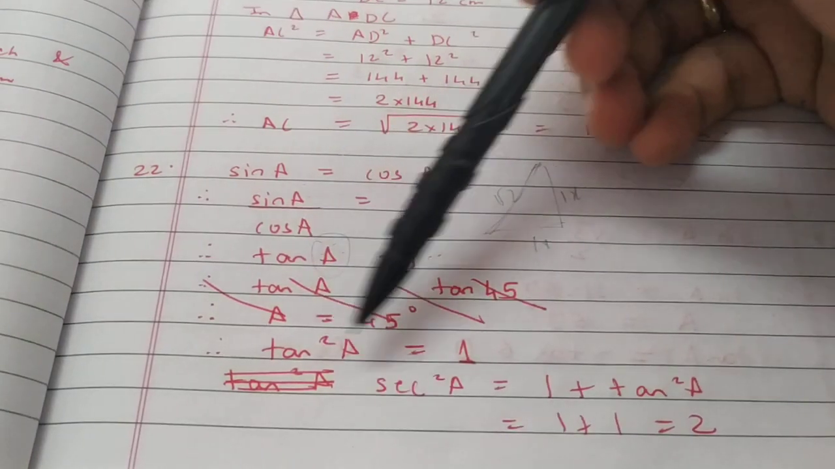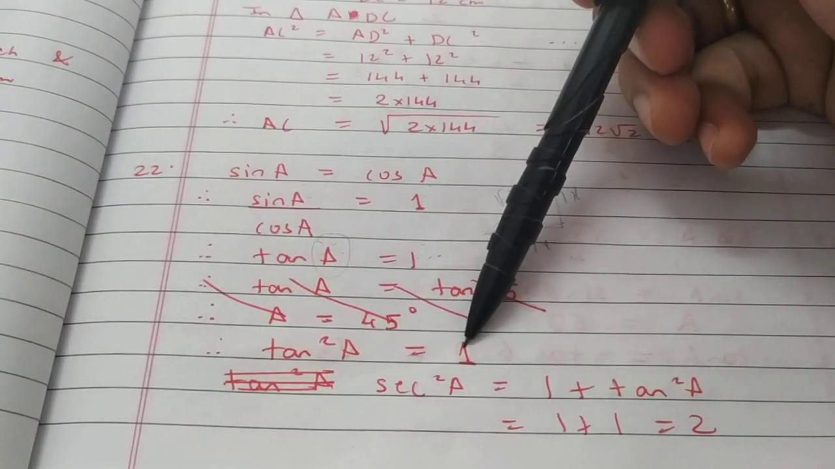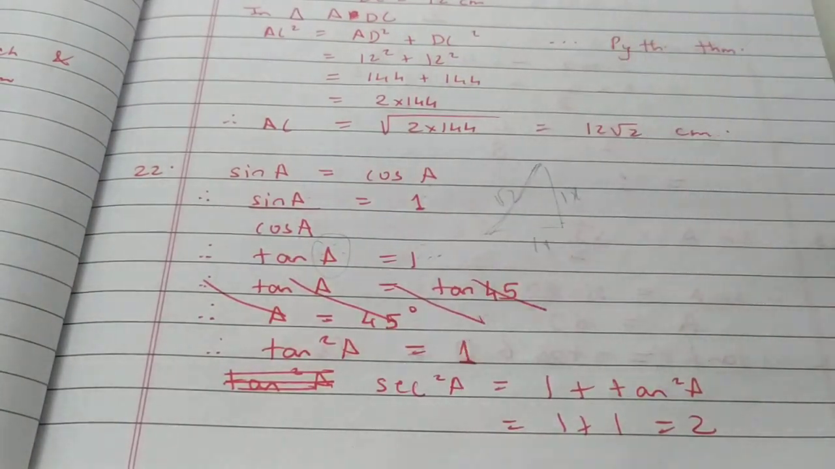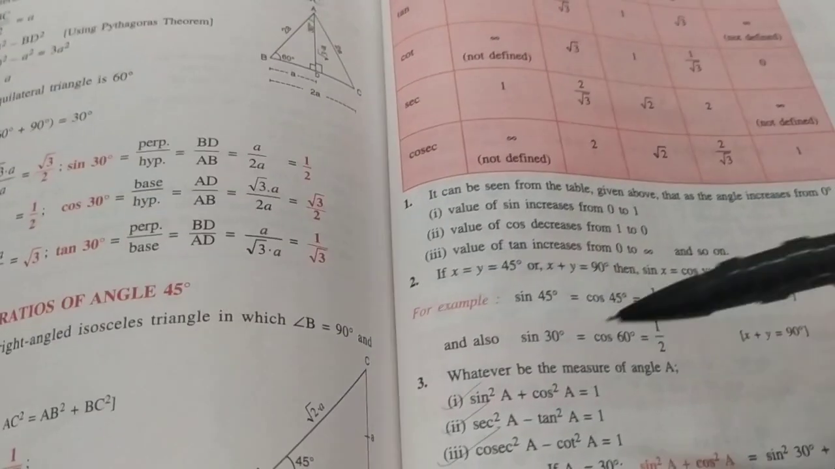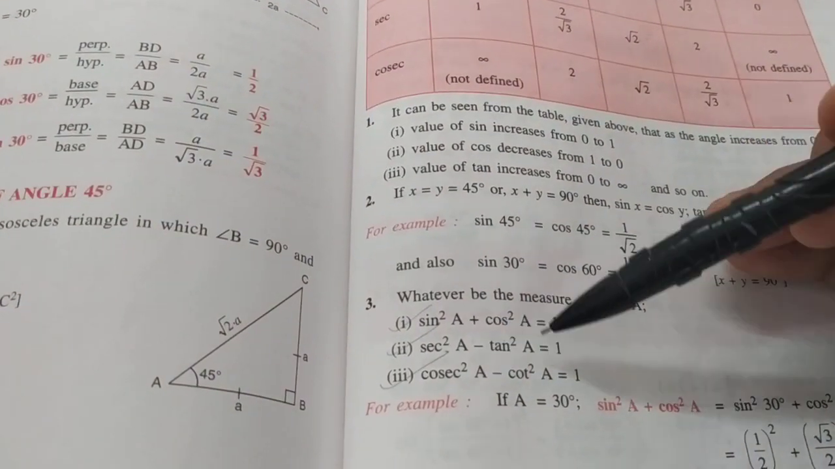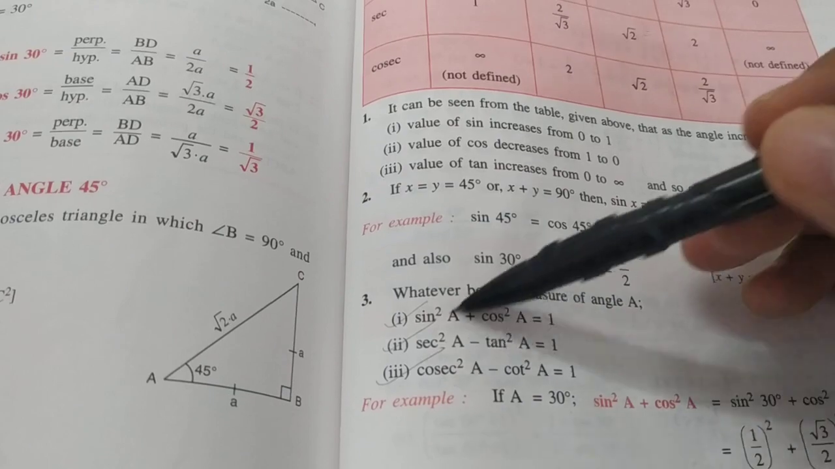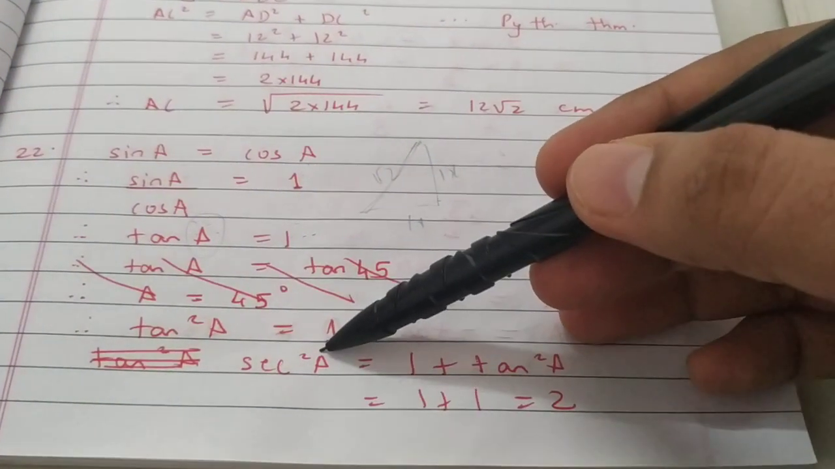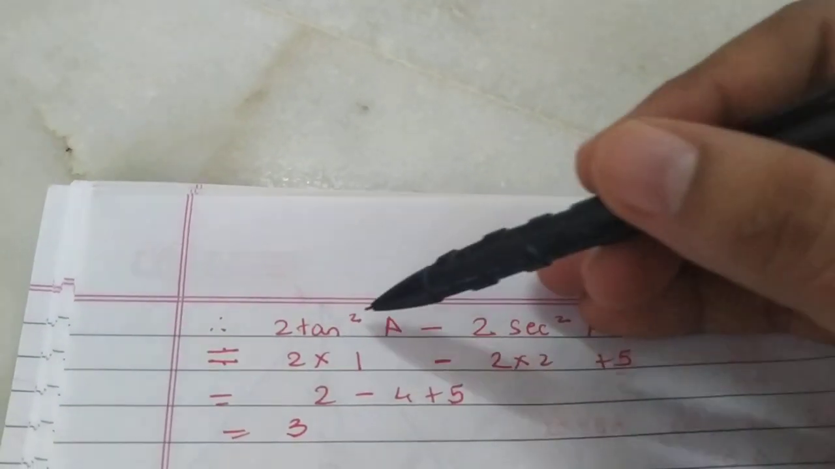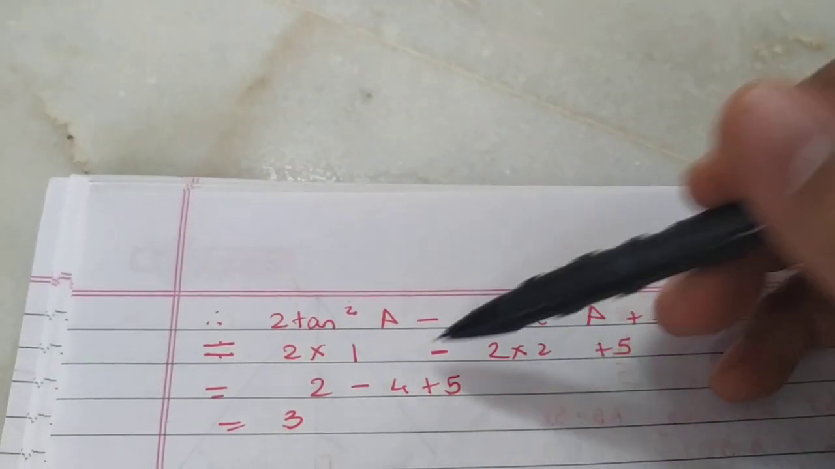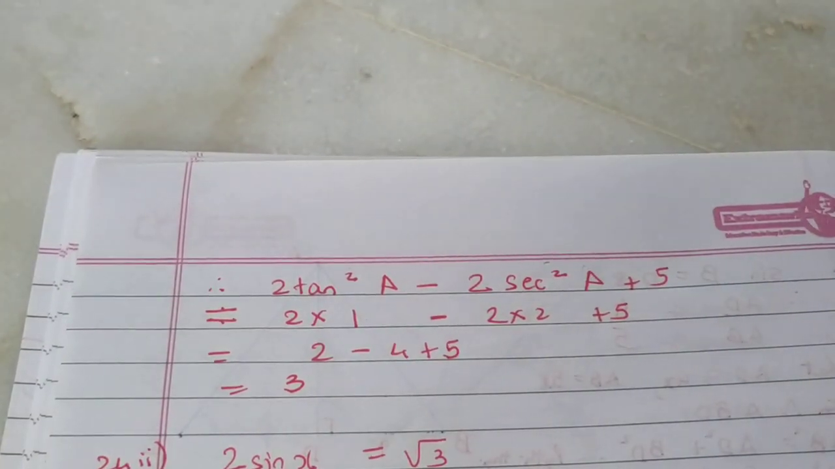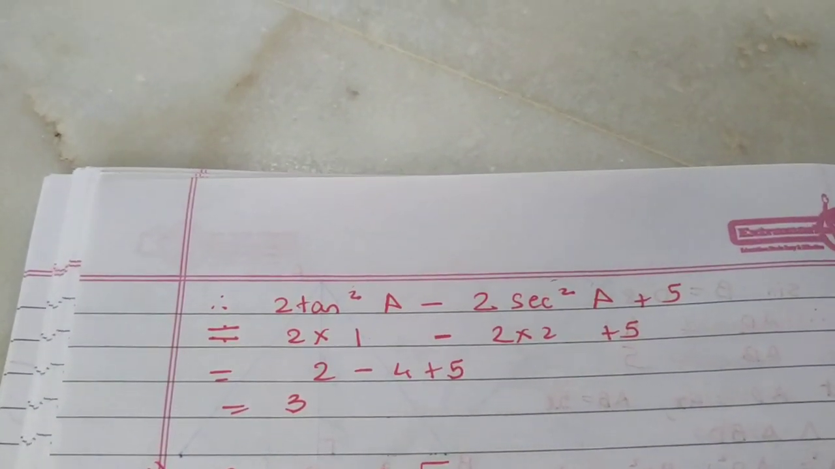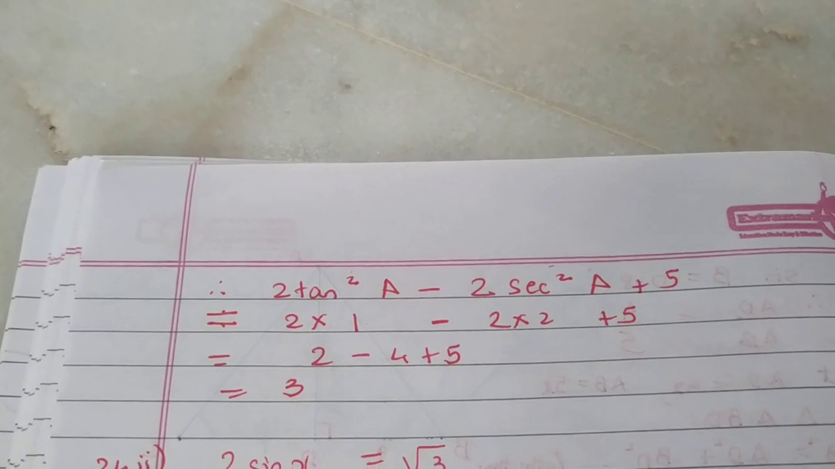So if tan square is equal to 1 and the identity says that sec square A is equal to 1 plus tan square A. Yes, that was the identity here. Remember? Sec square A minus tan square A is equal to 1. You have to remember this by heart. So that way also I could get the value of sec square A is 2. So now this is the given expression. Substitute the value here, substitute the value here, solve and get the answer. That's it. Next, 24.2.